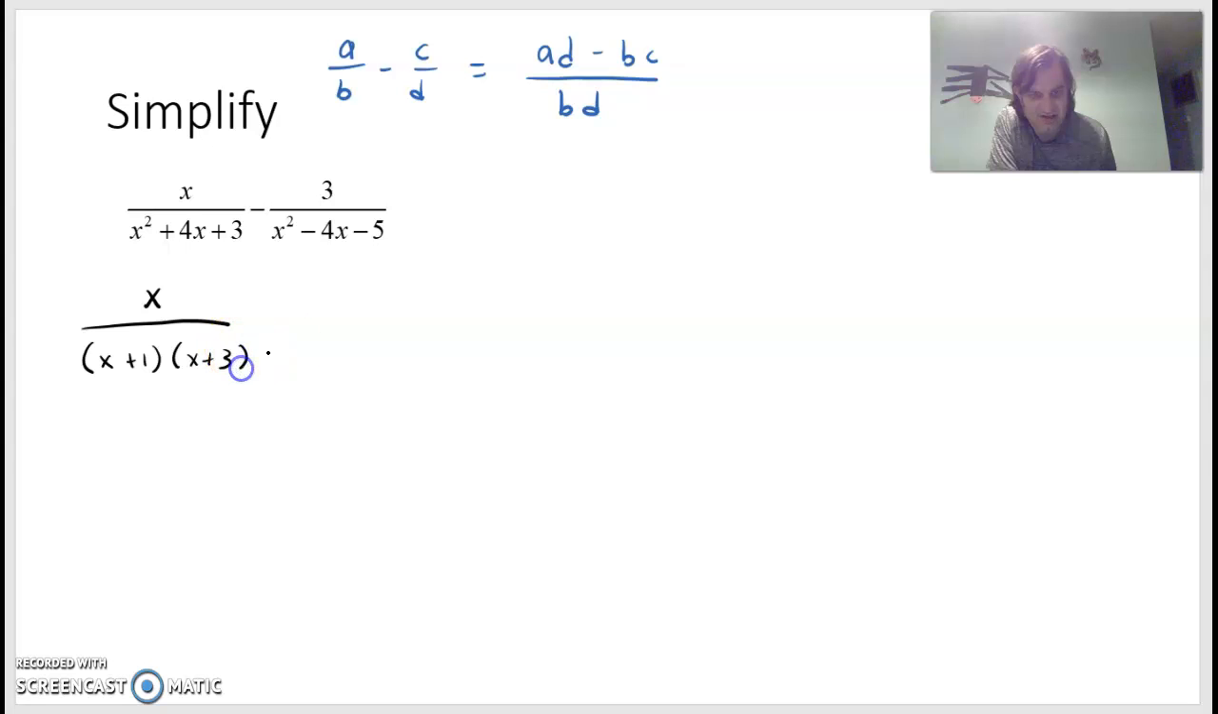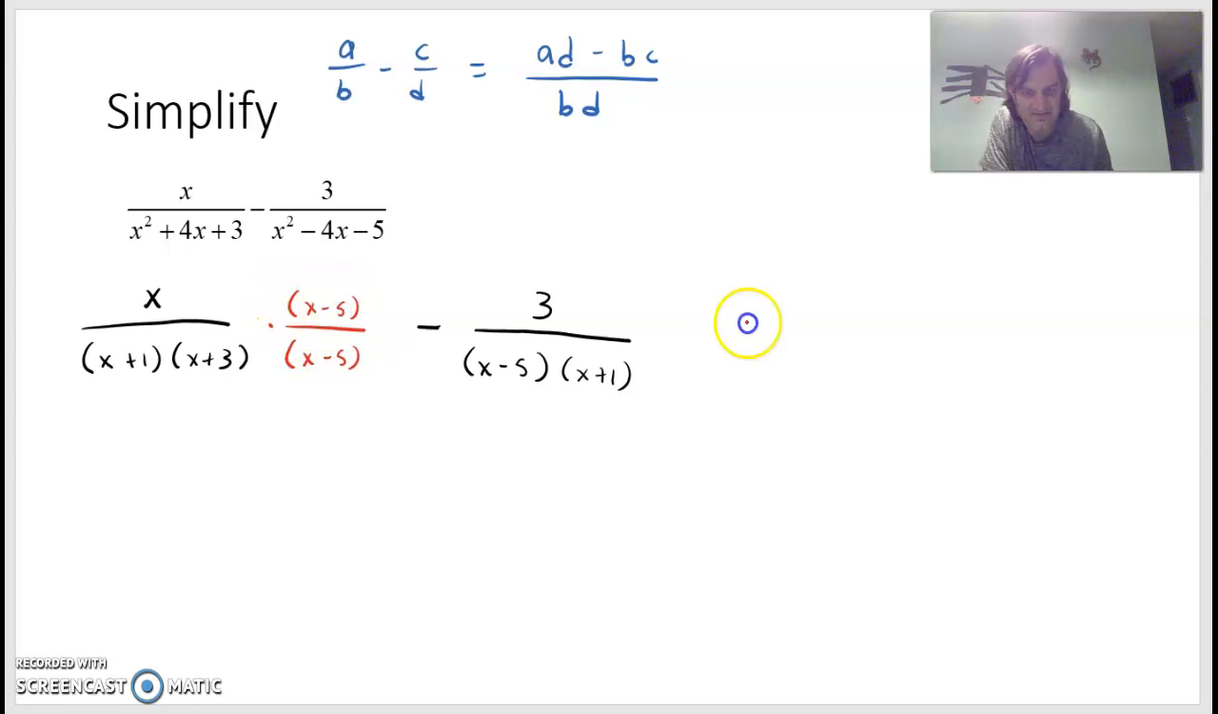Now I'm going to leave some room where I can complete that fraction and make a common denominator. But it'll be minus the second fraction, which is 3 on top, and then that denominator of x squared minus 4x minus 5 will factor into x minus 5 times x plus 1. So both of these fractions already have something in common in the denominator, so I don't need to multiply by an x plus 1. So let's see, the first one is missing an x minus 5 in the denominator. So I'm going to multiply top and bottom by that. And the second fraction is missing an x plus 3 in the denominator. So I'll multiply by that.